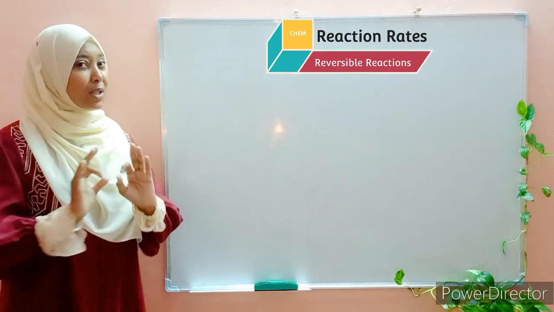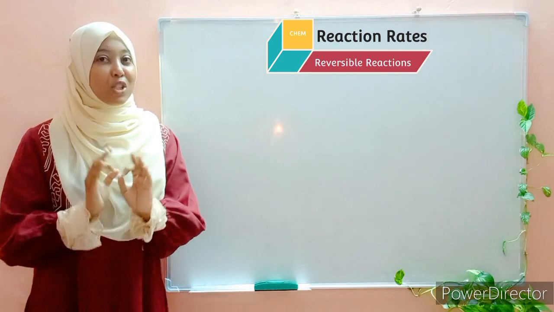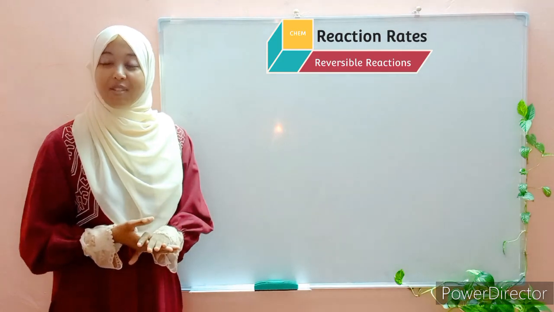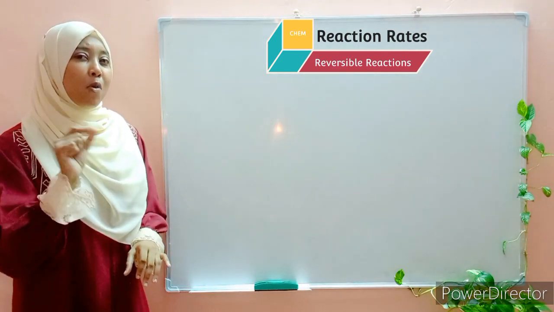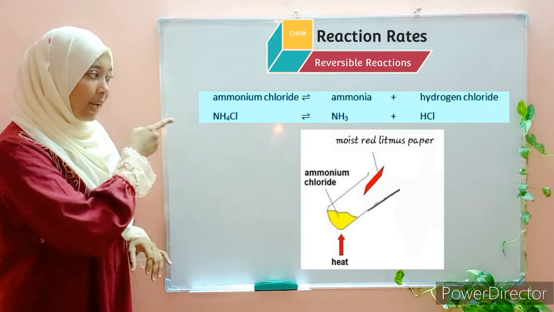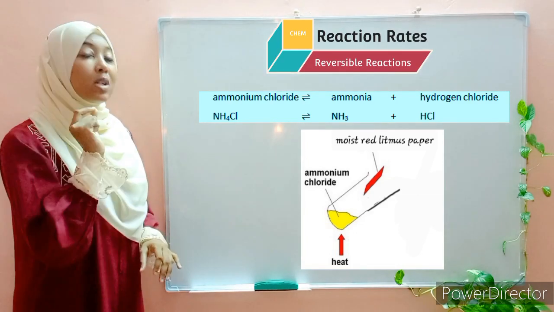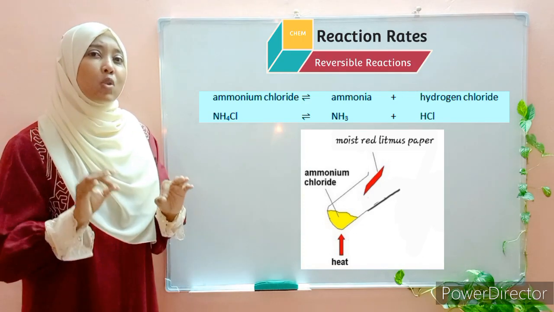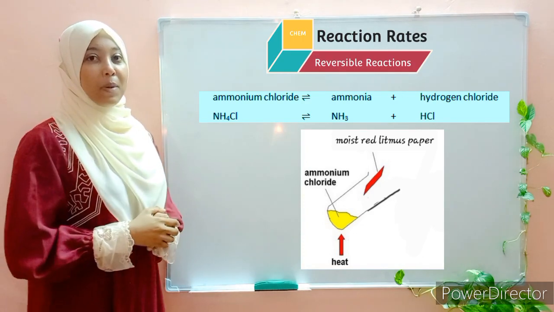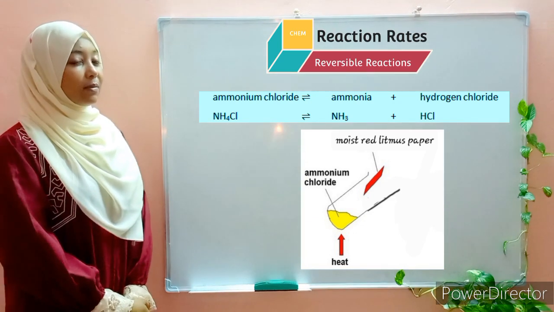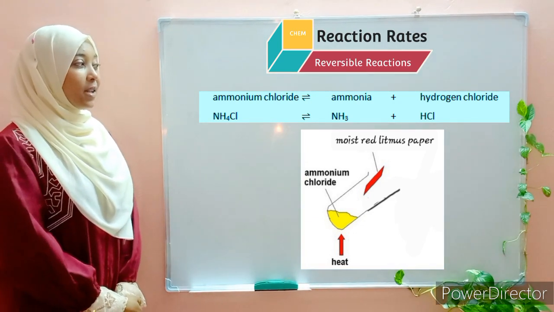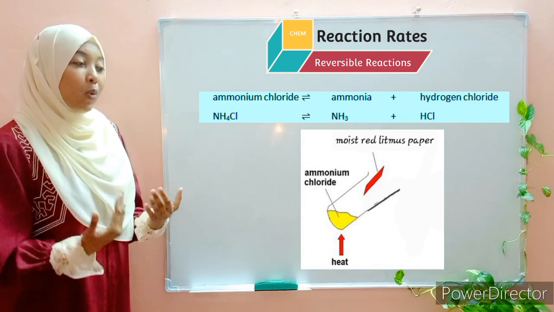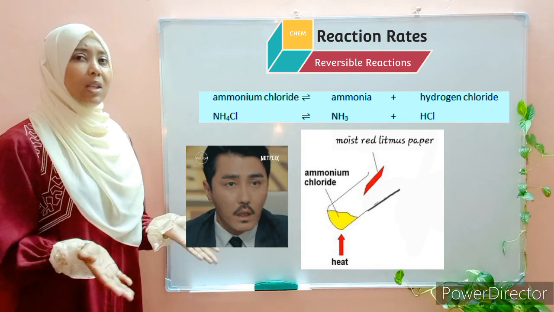Now, let's pause there. I have a question for you. Now, this question is a bit off topic, but let's consider its revision. If I were to take a moist red litmus paper, place it on the mouth of a boiling tube containing ammonium chloride, and then heat the ammonium chloride, what am I going to observe with regards to the litmus paper? So we have our moist red litmus paper. So what changes of color will we see in the litmus paper? Or will there be no change at all?